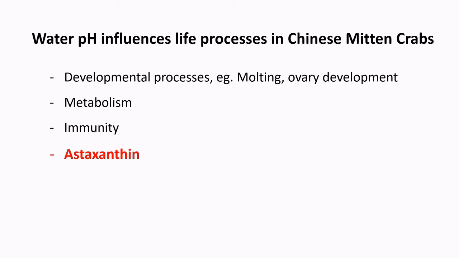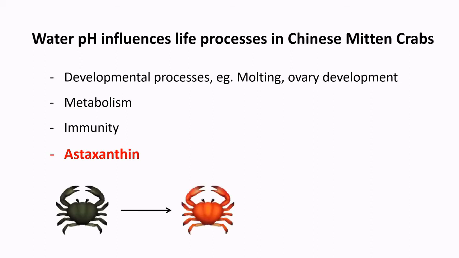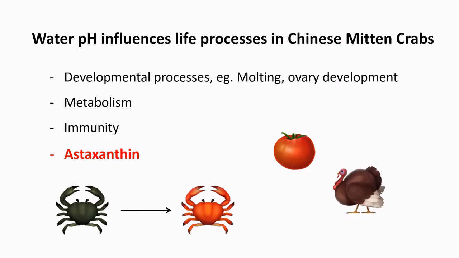If you have ever wondered why the shell color of crabs turns red and orange from gray-green when they are cooked, it is because of astaxanthin. Astaxanthin accounts for many red colors in nature, including those in some fruits and feathers of some birds.